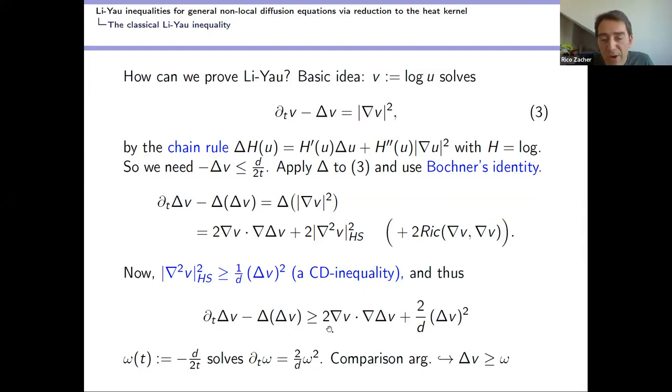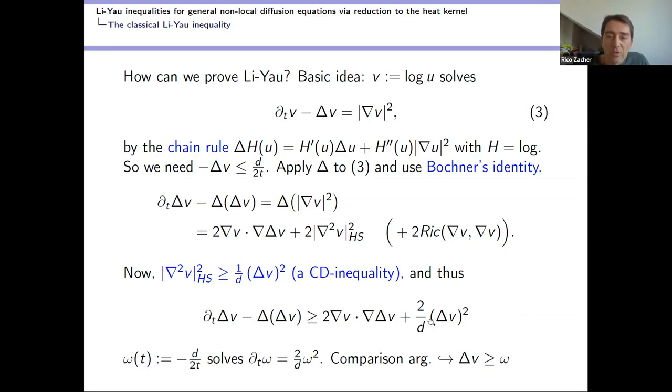And now the idea is to use a comparison argument. So if you take this function omega of t, which is minus d over 2t, then this function solves exactly this nonlinear ODE, which has the same term here on the right-hand side. And so this omega is a solution of this nonlinear parabolic PDE. And so formally you can say, well, a super solution is always greater than a solution, and you would get this inequality, which is the desired one. Of course, this is not a rigorous argument, but you can make it rigorous by using suitable cutoff functions. It's just to give you the idea.